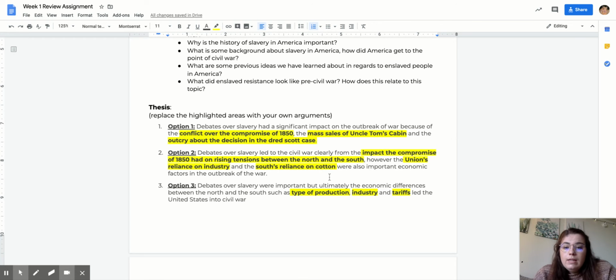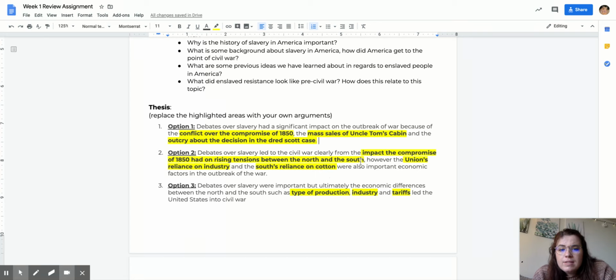Option 2, again, this is taking the middle ground, saying that debates over slavery were important, but economic factors also had a significant impact on the cause of the war. So that would look possibly something like this. Debates over slavery led to the Civil War clearly from the impact the Compromise of 1850 had on rising tensions between the North and the South. However, the Union's reliance on industry and the South's reliance on cotton were also important economic factors in the outbreak of the war.